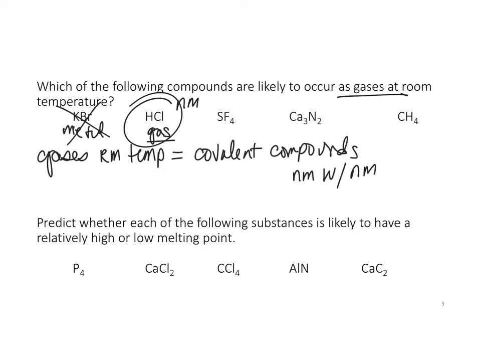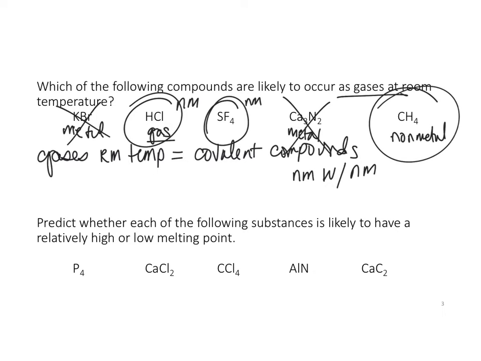SF4, you can see that sulfur is a nonmetal. So this is a nonmetal with a nonmetal, so that would be covalent. Calcium is in group 2, so that's a metal. So that's an ionic compound. And this is methane with carbon being a nonmetal. So it's a nonmetal with a nonmetal. So those would be gases at room temperature.